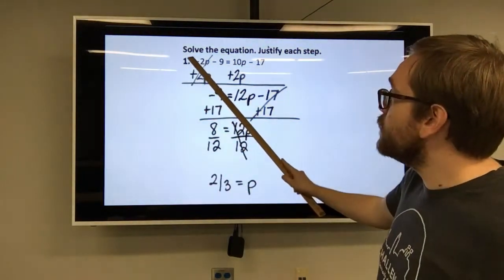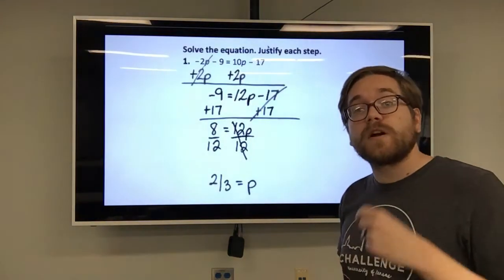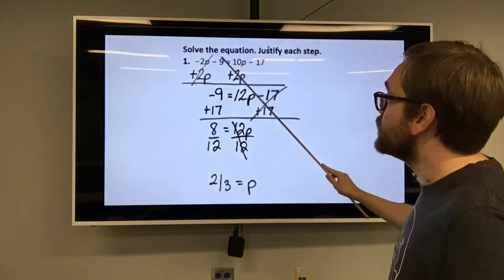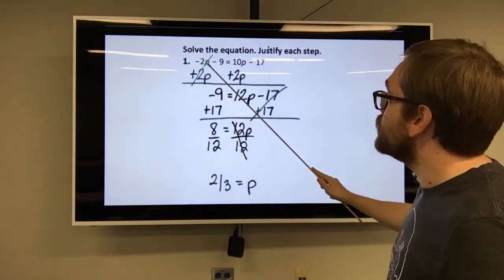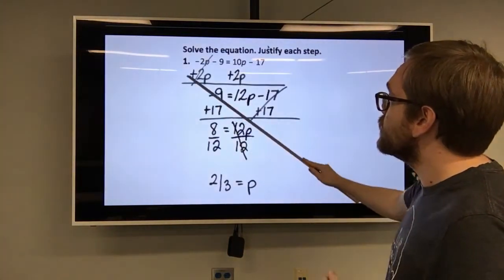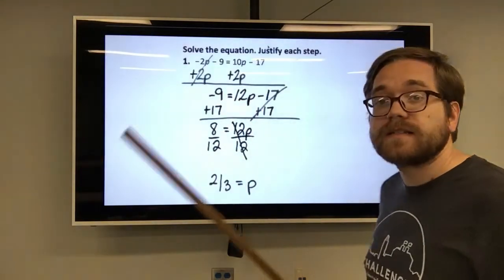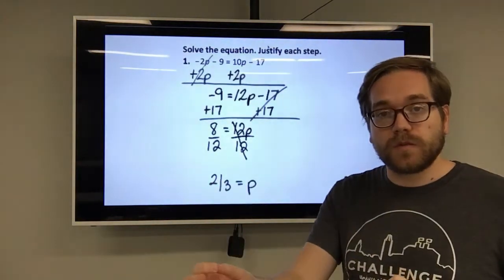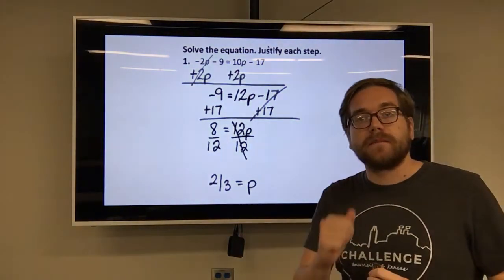We have negative 2p minus 9 equals 10p minus 17. And we're trying to figure out what p is equal to. So we first add 2p to both sides. Remember, what you do to one side, you have to do to the other. So we add 2p to both sides. Simplify, it leaves me with negative 9 equals 12p minus 17. I added the 10p plus the 2p. That's the 12p.